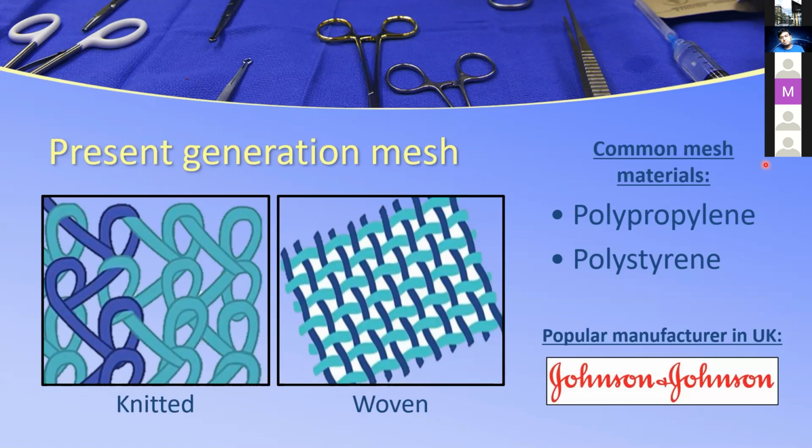The present generation meshes are called third generation meshes, and they typically look like one of these. Either they're knitted or they are woven. So as I told you, they are textile-based meshes, and the mesh materials commonly used are polypropylene and polystyrene, which are biocompatible, and the major manufacturer in UK is Johnson & Johnson.